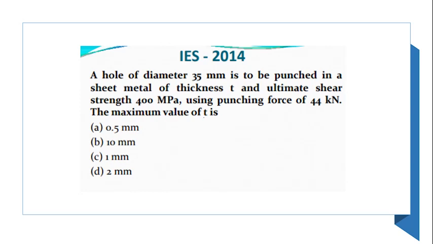So the condition is, here also they are asking the maximum value that can go to get a diameter of 35 mm. So we will use the same equation. So what was the equation? Punching force should be equal to the strength of your punch. So punching force is 44 kilonewton, and your strength will be pi d t times 400.